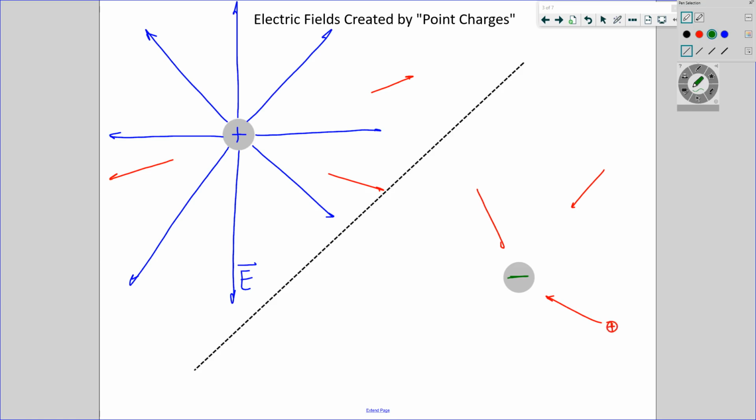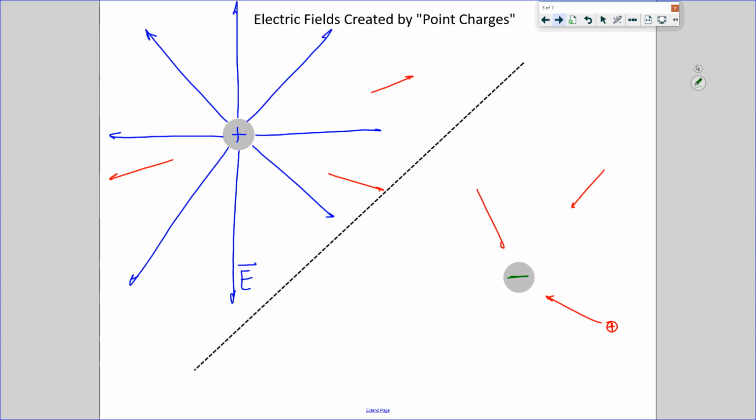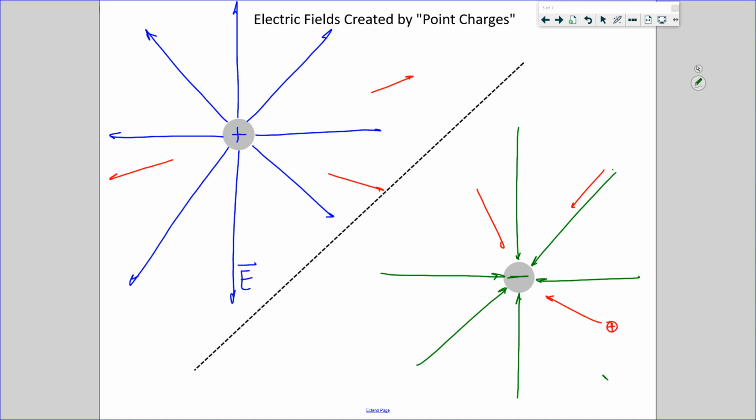And so what that says is no matter where we put a small, again, we have to define the direction of a field by what would happen to a small positive test charge. So no matter where we put a positive charge, the force exerted on it would be radially toward this negative charge. And notice, again, I'm being careful to make my electric field lines touch the actual charge, so there is an electric field made by that negative charge. By definition, electric field lines point toward negative charge.